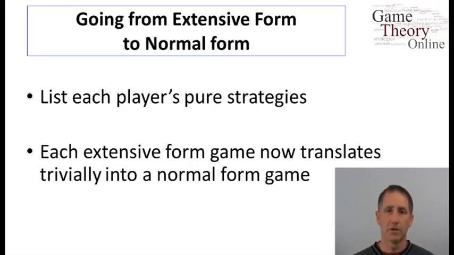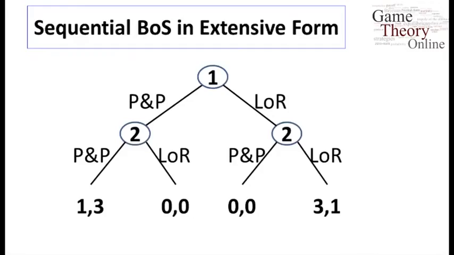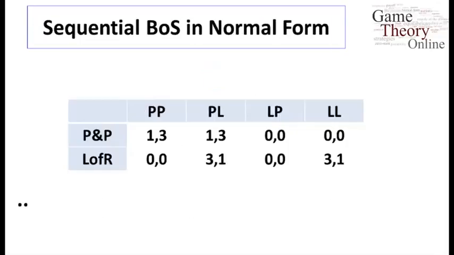We simply take all the pure strategies in the extensive form game, make them into pure strategies in normal form, and we're done. The mixture now in the normal form is exactly the mixture we get in extensive form games. Let's look at our familiar Battle of the Sexes game. As we know, player one has two pure strategies, player two has four pure strategies. Let's simply write them down in matrix form.